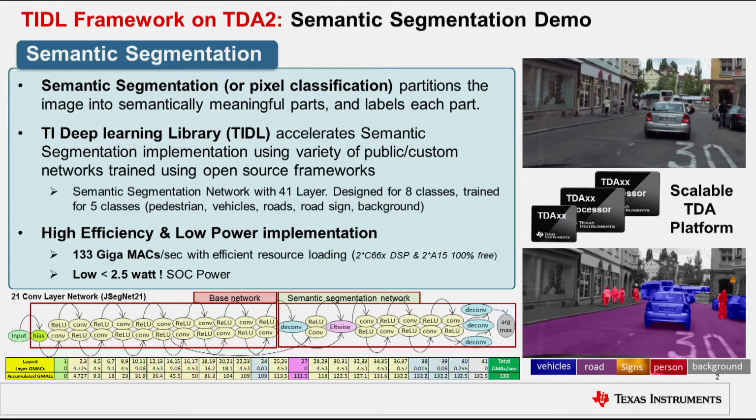So what is semantic segmentation? Semantic segmentation is also called pixel classification. It basically partitions the image into semantic or meaningful parts and labels each part.